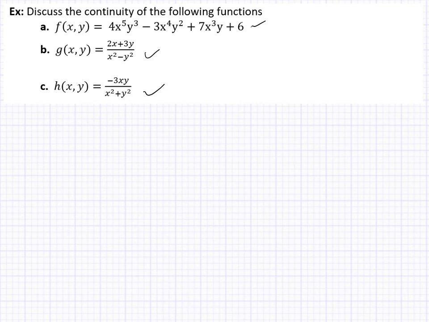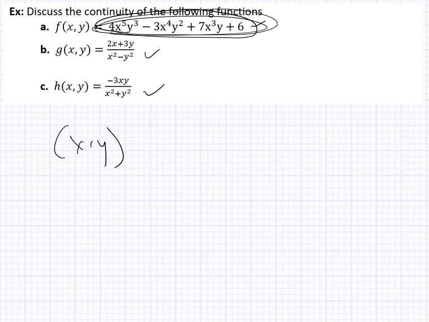So for the first one, we got to find all the points x and y such that this function exists, the limit as I approach all those x and y's exists, and they're equal to each other. Well, since it's a polynomial, we know that's going to happen for every point. So where is this function continuous? Everywhere. It's continuous for all x's and y's in the domain. And the domain consists of all x's and y's, where x can be anything and y can be anything. Why? Because it's a polynomial.